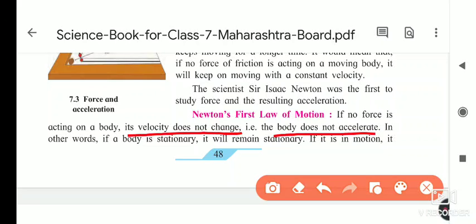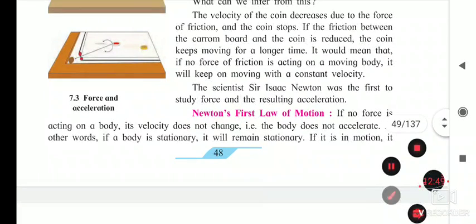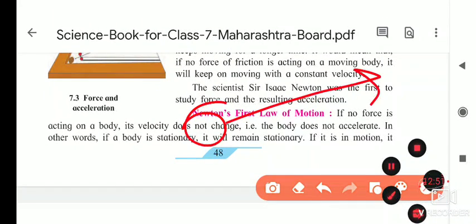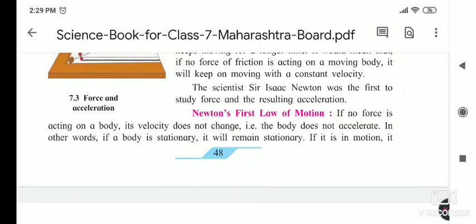In other words, if a body is stationary, it will remain stationary, and if it is in motion, it will continue moving. So what they told you is that a moving object continuously moves forward when an external force is not applied on it. Otherwise, a stationary object remains stationary when we are not applying any kind of force on it. That is Newton's first law of motion.